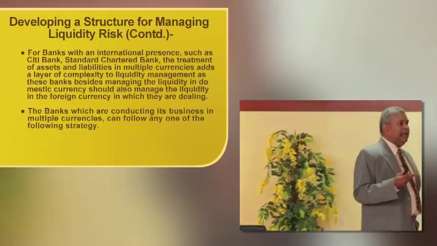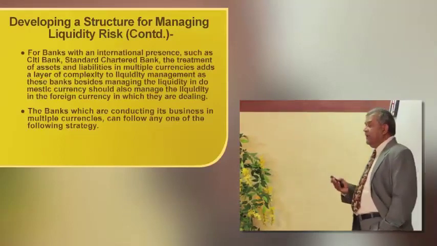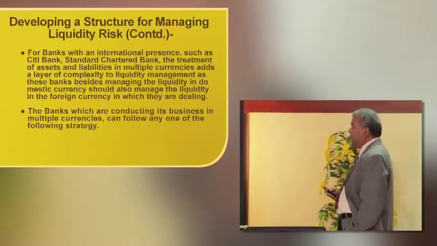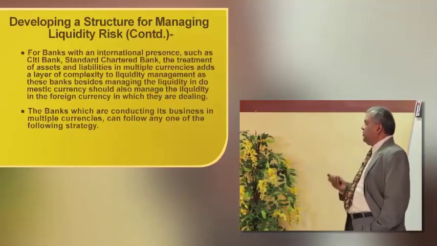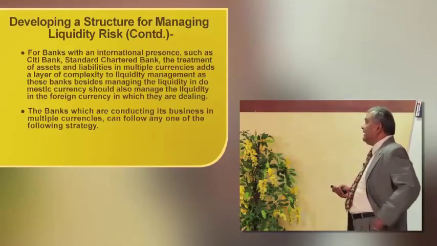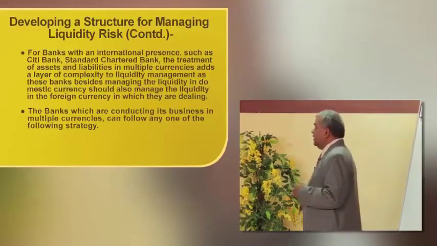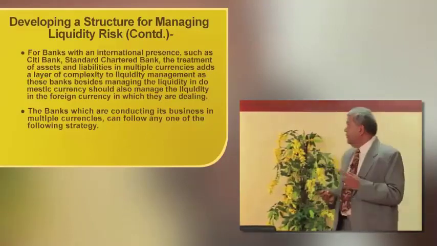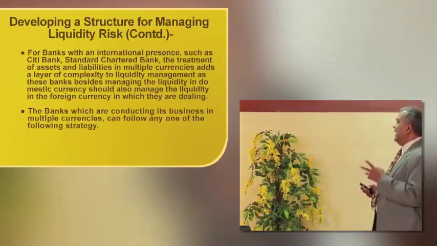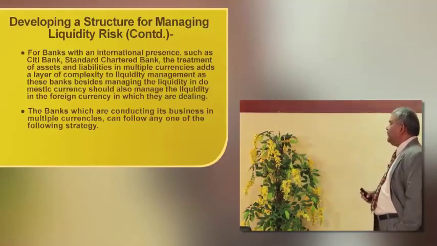If it's Standard Chartered Bank, their main currency dealing may be pound sterling because they are registered in the UK. If it's Citibank, their main cash inflow and outflow internationally can be dollar because they are registered in the USA. So for banks with international presence such as Citibank and Standard Chartered Bank, the treatment of assets and liabilities in multiple currencies adds a layer of complexity. It means these banks have additional responsibility. Besides managing rupee in India, they have to manage their foreign currency sources also. So it adds a layer of complexity to liquidity management, as these banks, besides managing liquidity in domestic currency, should also manage the liquidity in the foreign currency in which they are dealing.